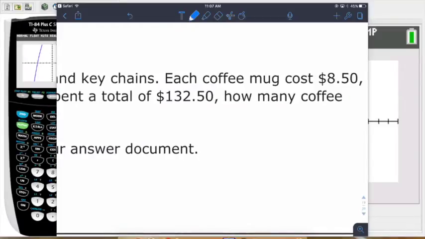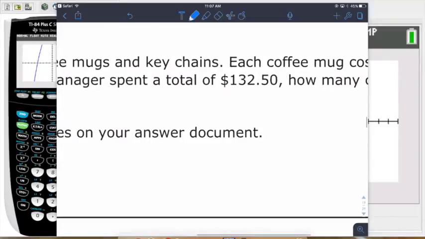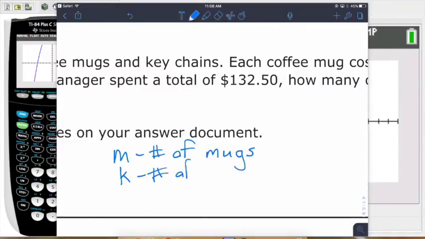Okay, so really right here, you actually have two unknown things. So I'm going to write my two unknown things. You have mugs, and then you'll have the keychains. So I'm going to use N for the number of mugs, and K for the number of keychains.